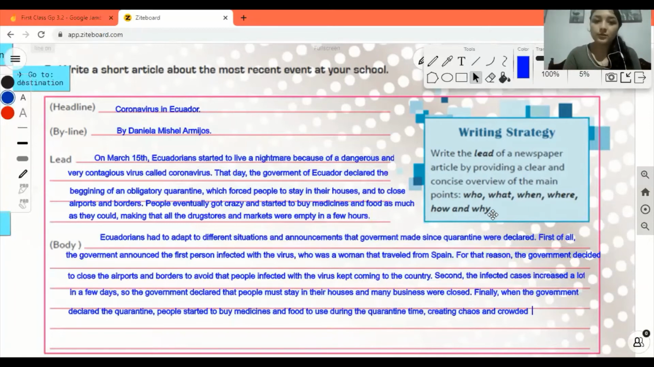The idea is that you try to include this information because, as you remember, you have to answer all these questions: who, what, when, where, how, and why. Also in the body paragraph, you also focus on the activities. You only describe the activities that you can do in quarantine, but you need to explain them more.